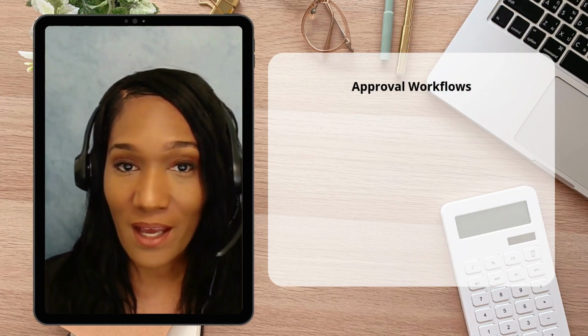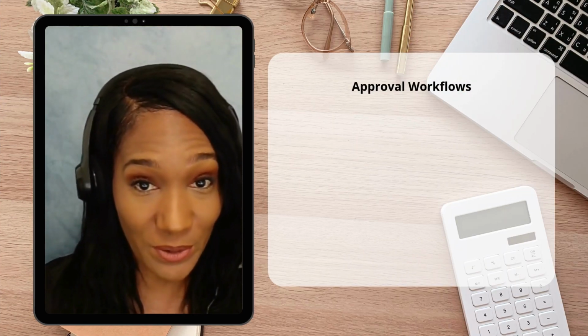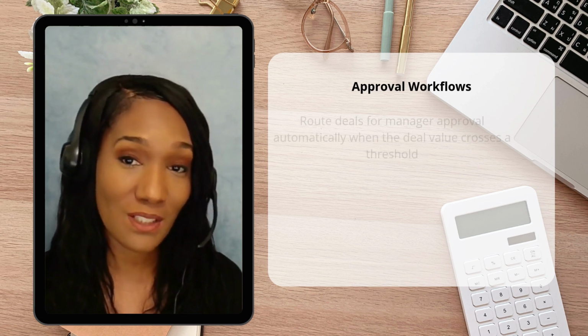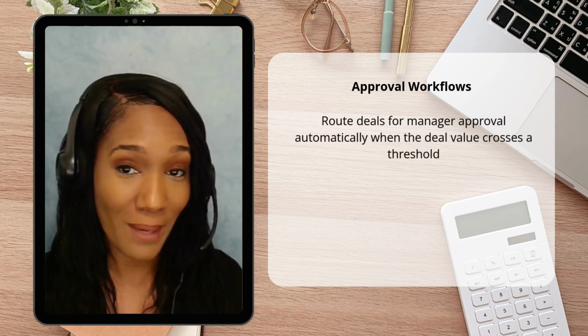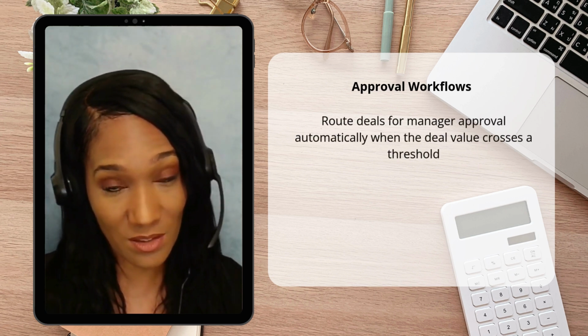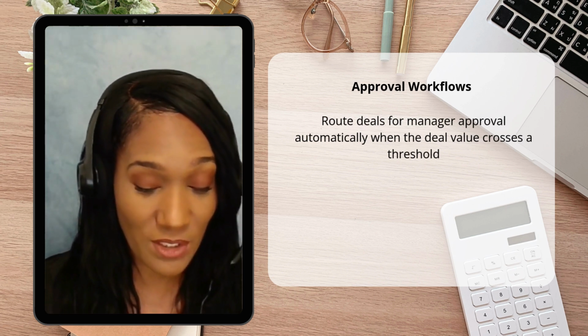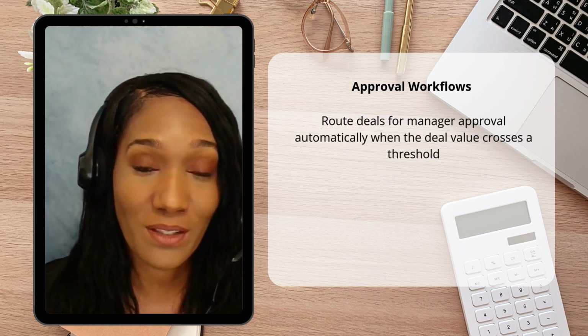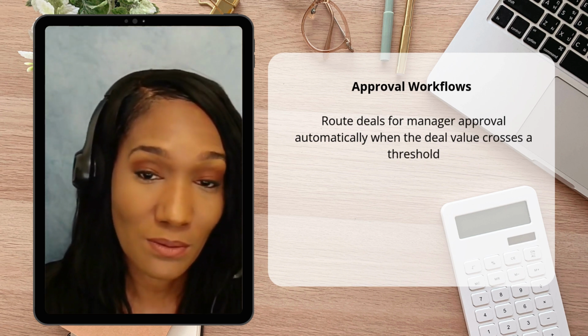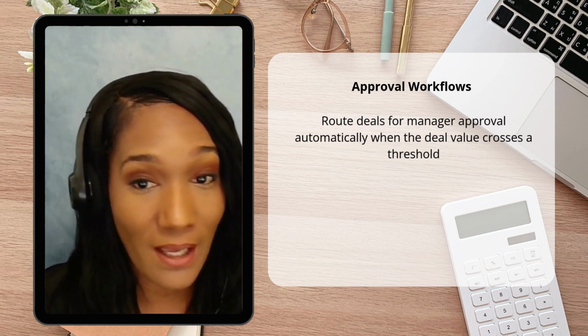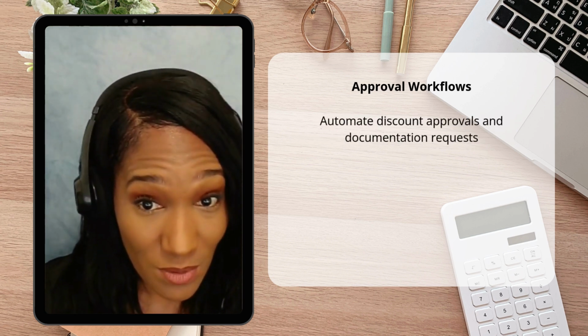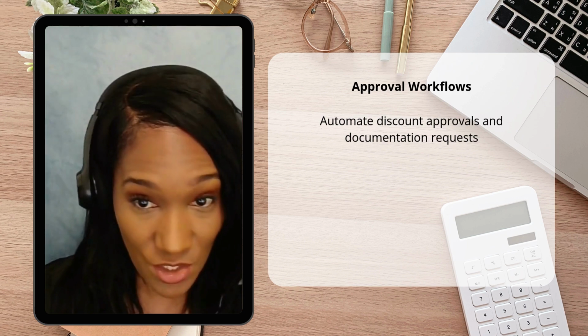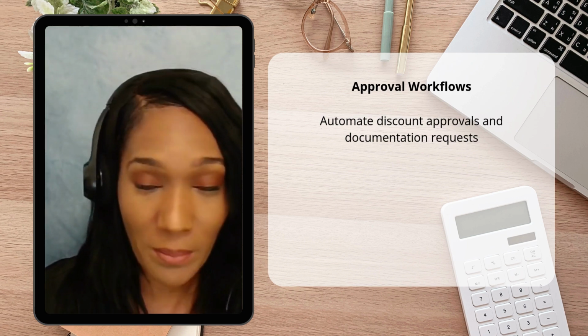Then you have approval workflows where you can route deals for manager approval automatically when the deal value crosses a certain threshold. So if it's of a certain amount and you want it to receive an approval, you can set that up or you can automate that. You can automate discount approvals and documentation requests, amongst other things.